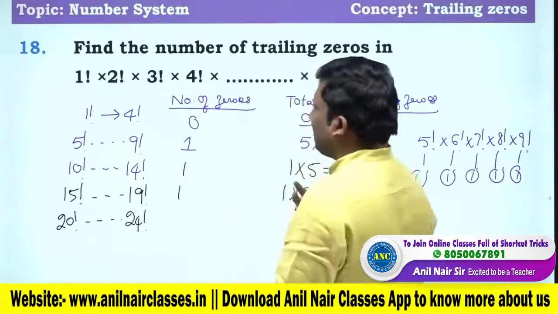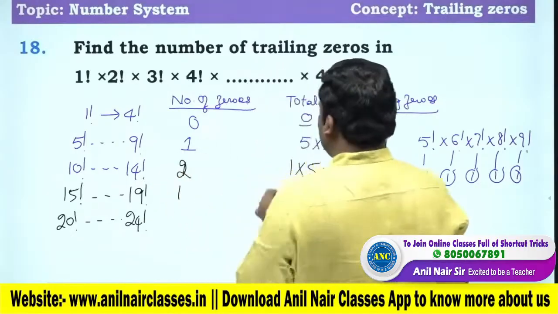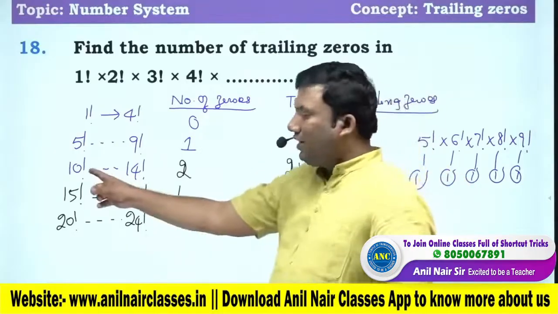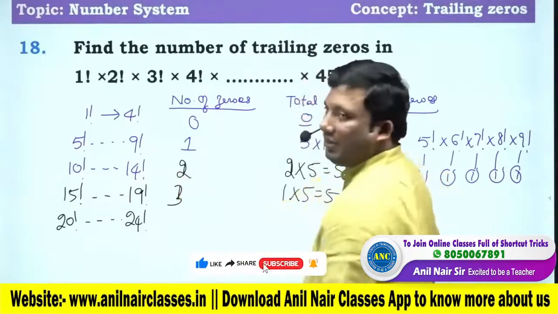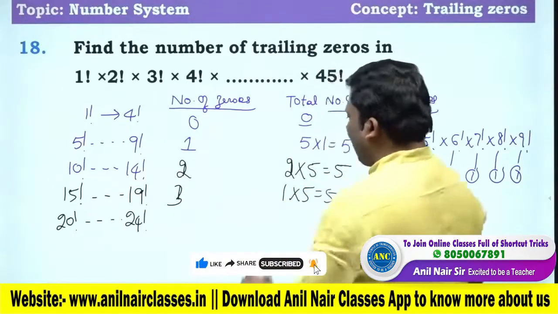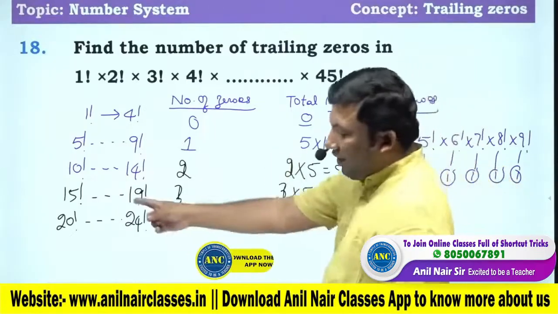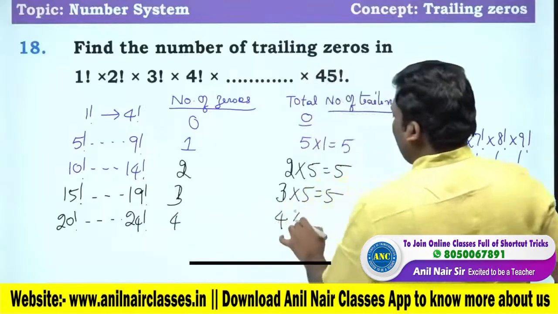Now, if you see here, sir, 10 factorial has 2 zeros at the end. 2 into 5. Why? 5 2s are 10. Here also, 5 3s are 15, right? 15 factorial to 19 factorial, it is 3 into 5. 5 4s are 20. Like that 5 numbers are there, 4 into 5.